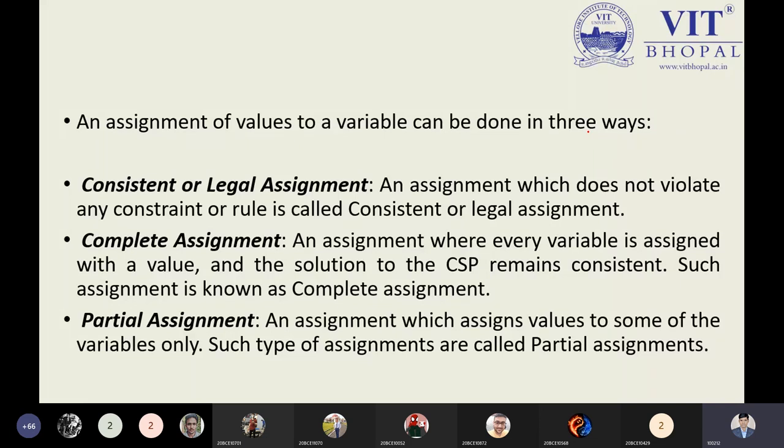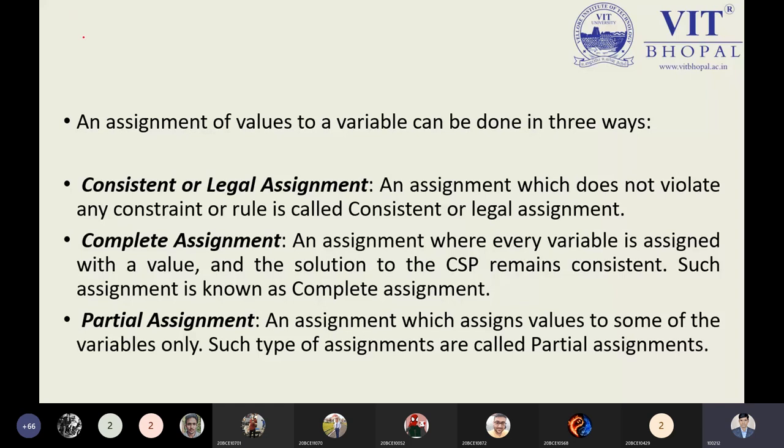So you will not take such a movement by which you can lose your point or lose your point. So you will take the concerned point, or you will take the appropriate movement so you can win the game, or you can at least defend against the opponent's movement. So that is the reason we have this kind of assignment. So consistent assignment or legal assignment will always be better than the partial assignment. So these are the three ways we can.